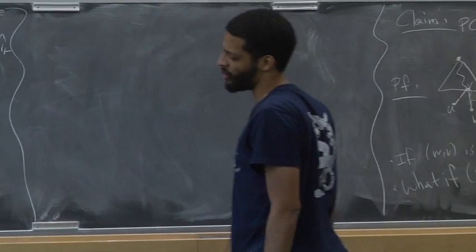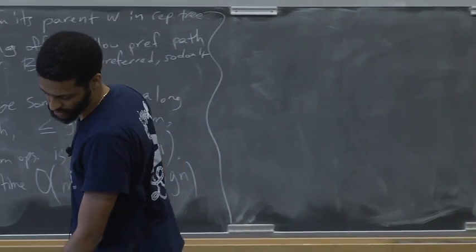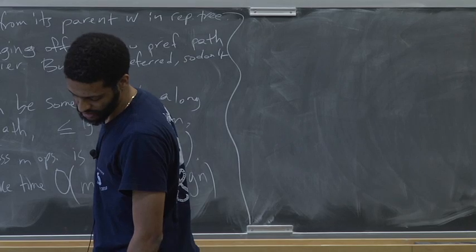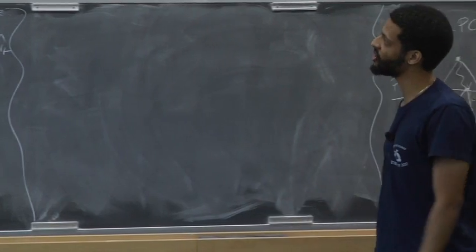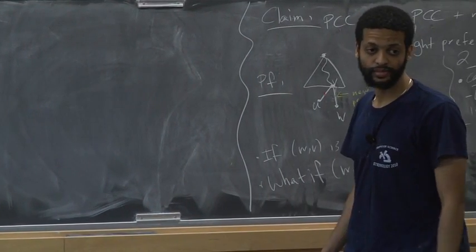Okay, so that's all I wanted to say for link cut trees. So if there are no more questions, then I'll switch to the second topic, which is min cost max flow.